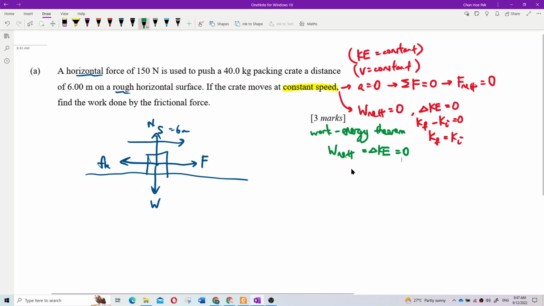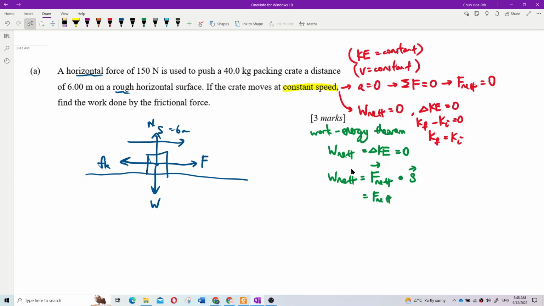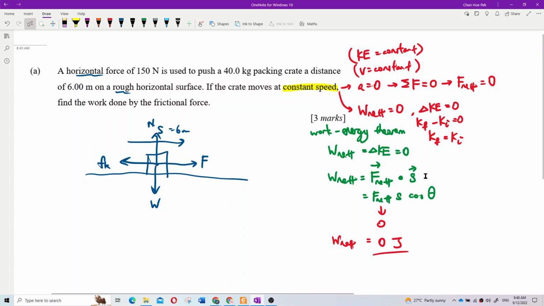One more thing, we can know that the net work done is actually net force dot displacement. Net force times displacement times cosine theta. Just now we also know the net force is 0, right? That means the net work done is 0. Correct? 0 multiplied by displacement is 0.